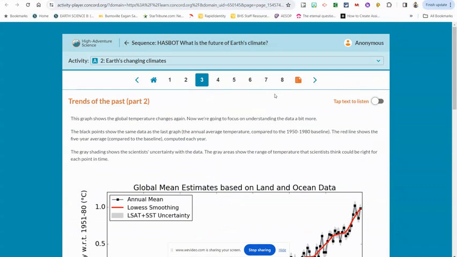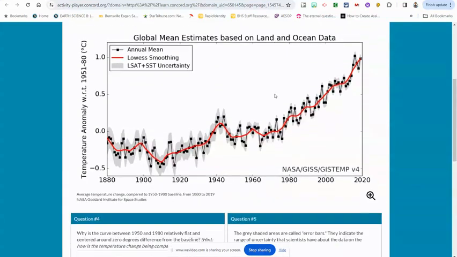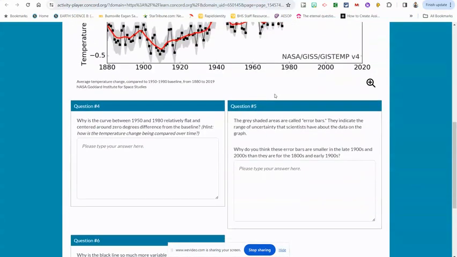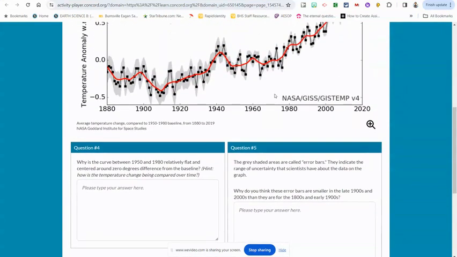Trends of the Past, Part 2. This one talks about the gray shaded area that I talked about, the uncertainty. So now let's look at the questions. Question 4: why is the curve between 1950 and 1980 relatively flat? What they're asking there is the idea that that's your average. So we're saying that this is flat. There was no departure from this area. It's relatively flat, so we're calling that the average.